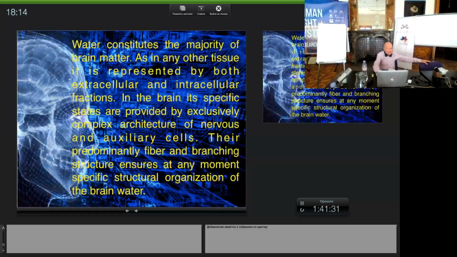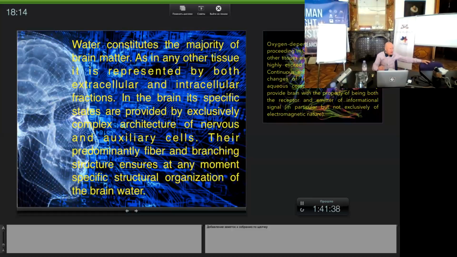So water constitutes the majority of brain matter. It's not just nuclei, it's not neurons, it's water. As in any other tissue, it is represented by both extracellular and intracellular fractions. In the brain, its specific states are provided by the extensively complex architecture of nerves and auxiliary cells. Their predominantly fiber and branching structure ensures at any moment a specific structural organization of the brain water. So water in the brain is specially organized.